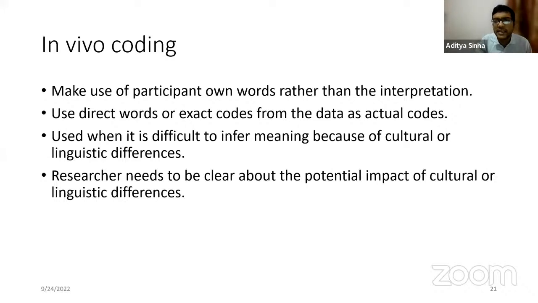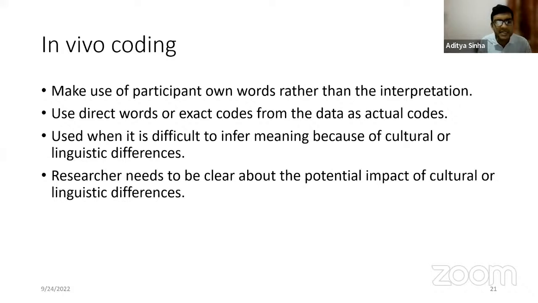So mostly what we mean by in vivo in qualitative analysis coding is that you write the exact words that the person has spoken. Suppose you have gone to a tribal area to study something. Those tribal people might have different words for something. Suppose you call a tree a mango tree, they might call that mango tree by some other name. So you make use of their own words, whatever word they are using for that tree. This type of coding is called in vivo coding.